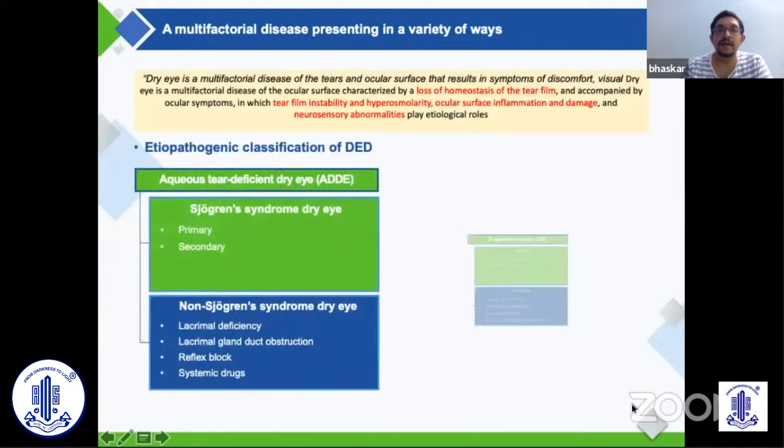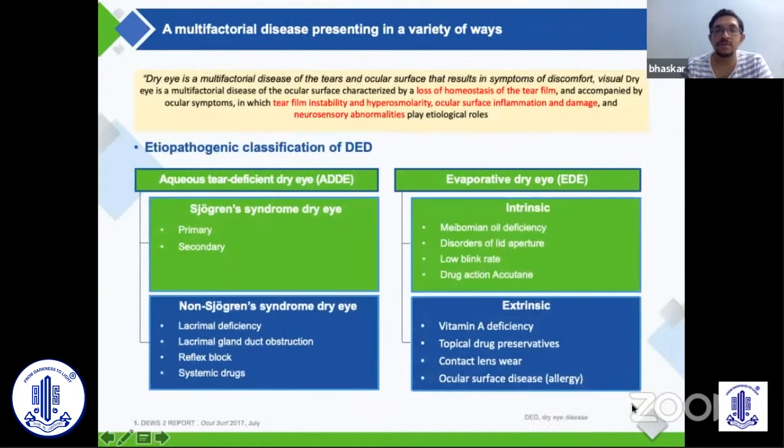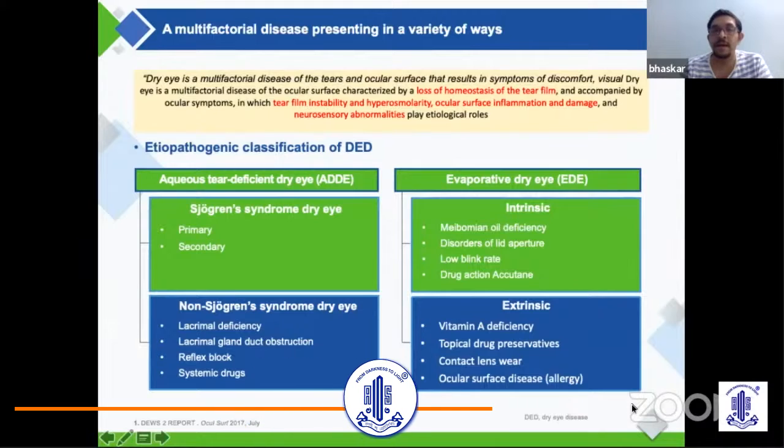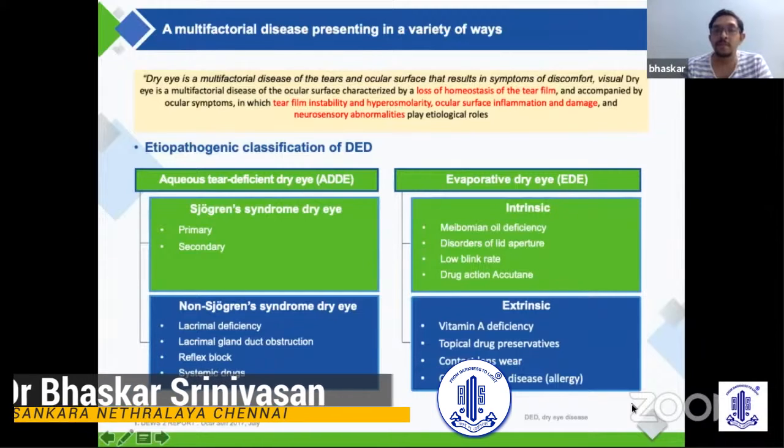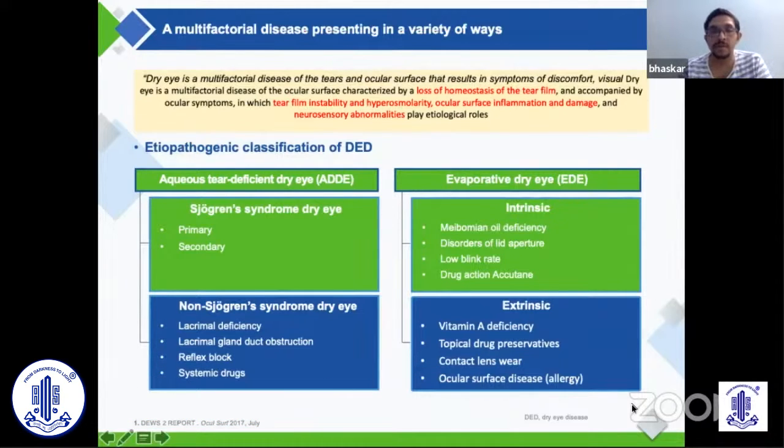So when you look at dry eye, according to the latest DEWS-2 guidelines in terms of definition, the most important words are that there is a loss of homeostasis of tear film, there is tear film instability, hyperosmolarity, ocular surface inflammation and damage, and neurosensory abnormalities. All these together play a role in making the patient symptomatic and causing changes on the ocular surface.